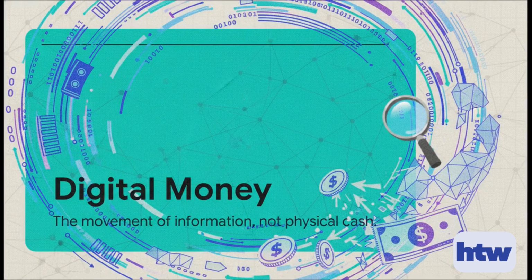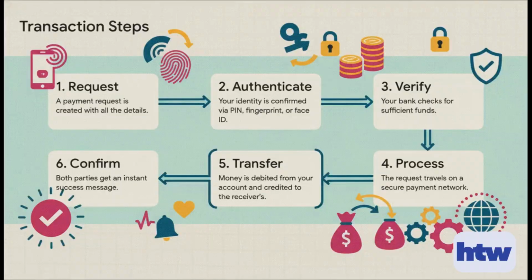So here's the absolute key thing to get your head around. When you pay for something digitally, there's no actual physical cash flying through the air or down some fiber optic cable. It's not happening. What's really moving is information. Digital money is just data. Really, it's just a set of instructions zipping from one computer to another. And that whole process, from the moment you tap your card to the moment you get that confirmation, happens in 6 main steps.